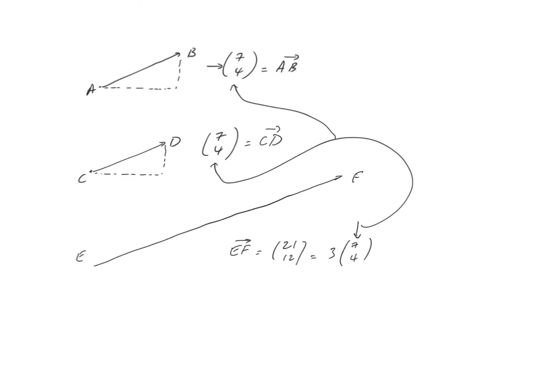Okay, so any scalar multiple of one vector is parallel to any scalar multiple of the same vector starting anywhere else. Okay, so all they need to be is a scalar multiple of each other.